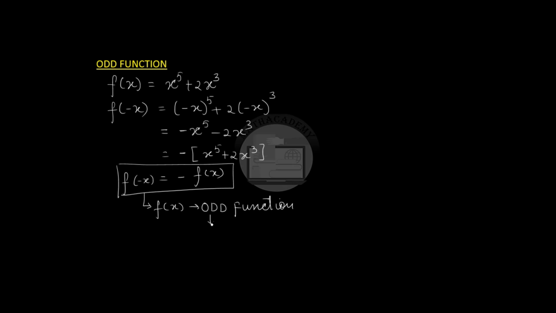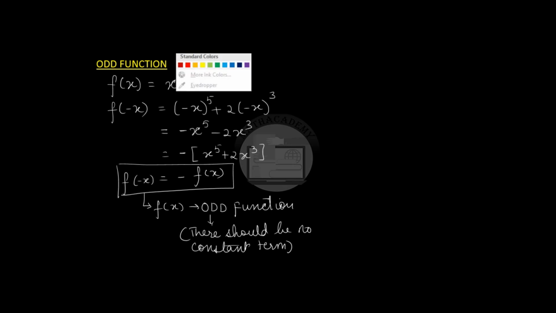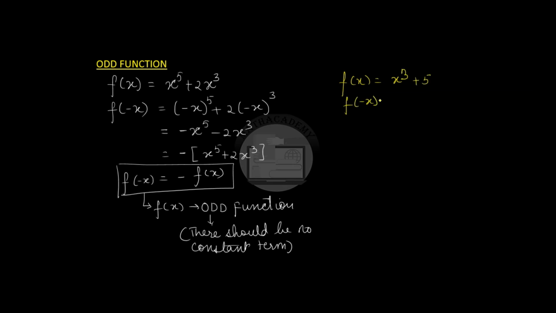Please remember that in an odd function there should be no constant term. Because the sign of the constant term will remain the same, and in that case we will not get f of negative x as negative f of x. For example, if f of x is, say, x to the power 3 plus 5. When we do f of negative x, we will do negative x whole cube plus 5. So this x cube changes to negative x cube, but the constant term 5 remains as positive 5, and in this scenario f of negative x will never be equal to negative f of x. It is because of this constant term 5. So you have to note that in an odd function there should be no constant term, or the constant term should be 0.